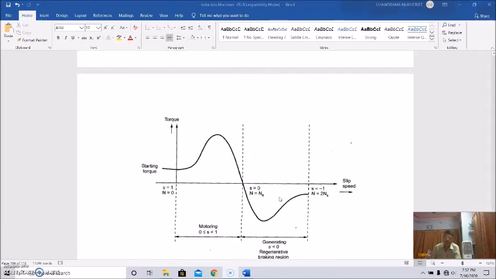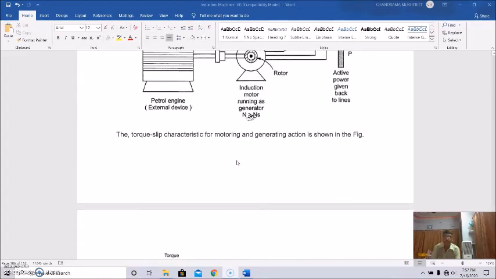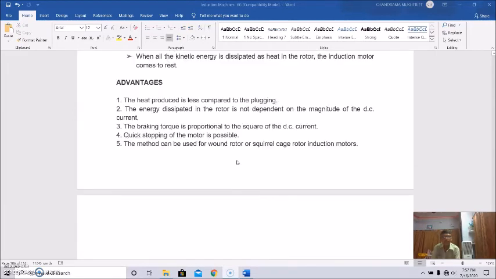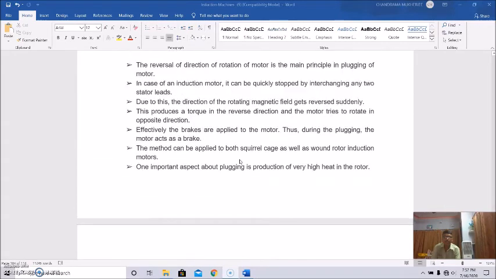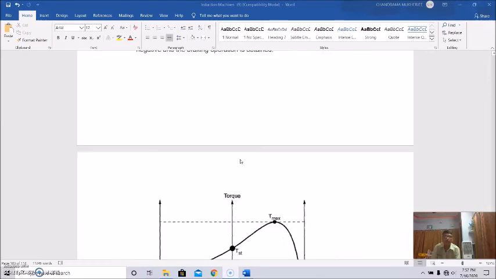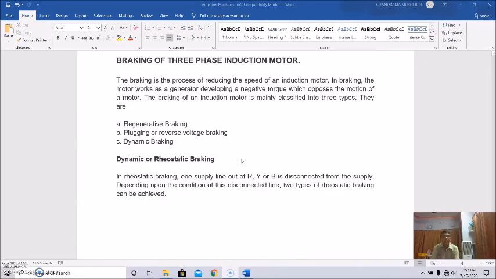Before going to the next class with the next topic, we can have a quick recapitulation of the entire discussion of today's class. We started our discussion with the braking of a three-phase induction motor. The purpose of braking is to reduce the speed of the induction motor. In braking, the motor works as a generator and develops negative torque which opposes the motion of the motor.